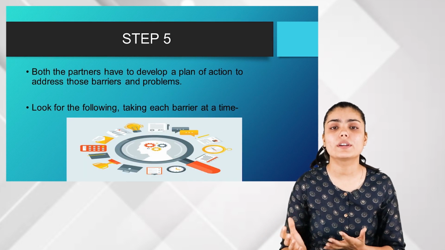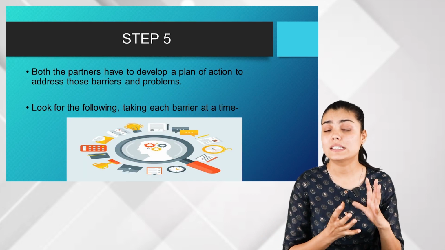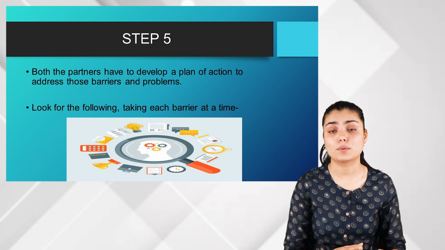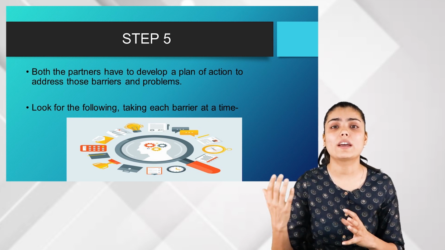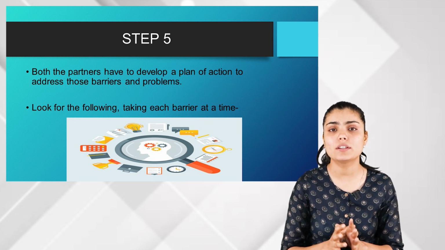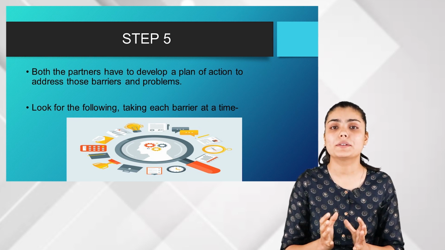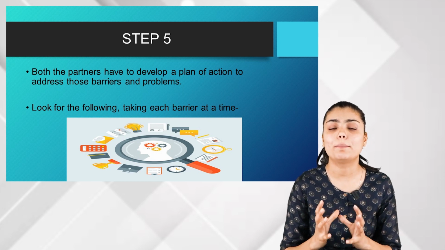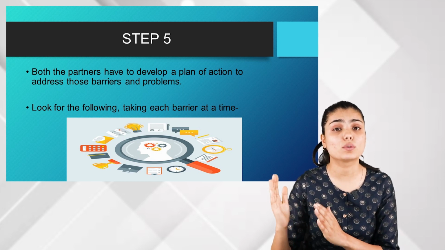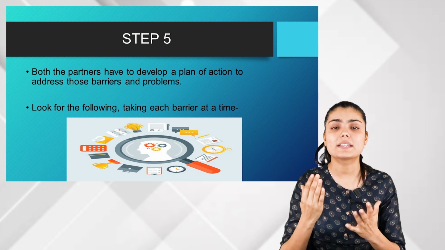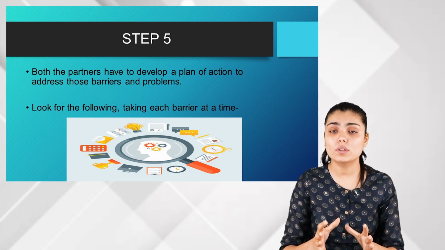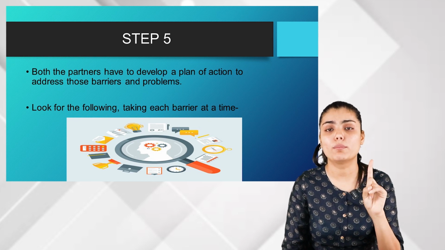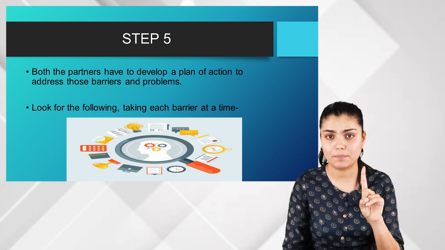So till here, we've already found out about the symptoms that are present in our relationship. So what problem the symptoms are causing and what are the barriers that we are facing in our relationship, right? So in the 5th step, both the partners will sit together and develop a plan of action to address those barriers. Now, there can be several barriers or there can be several problems in a relationship. Both the partners should only take one problem or one barrier at a time, okay?